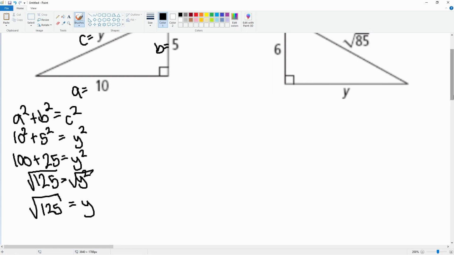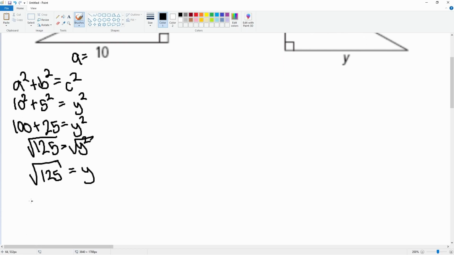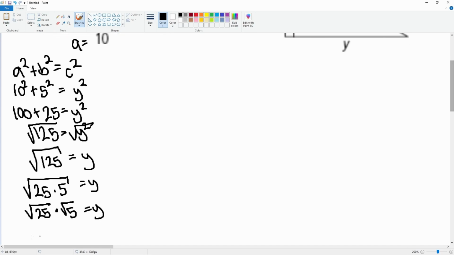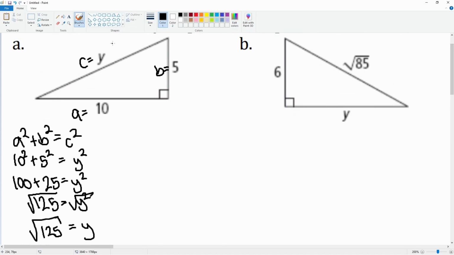This does break down, right? This breaks down into 25 times 5, and that's going to be equal to y. We put each in its own radical. So radical 25 times radical 5 is equal to y. Then we know that the radical 25 becomes 5, and the radical 5 just stays there. And that's equal to y. So that third side is 5 radical 5.